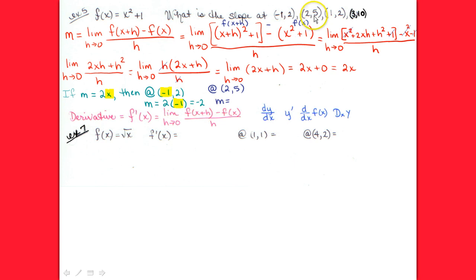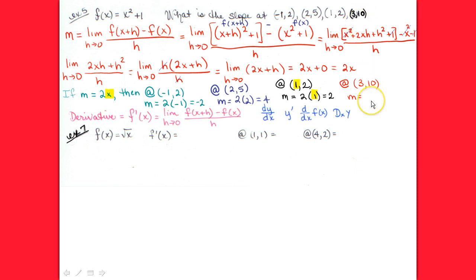If I want to find the slope at (2, 5), the equation for slope is 2 times x. The x value in that ordered pair is 2, so 2 times 2 is 4. If I want to find the slope at (1, 2), since the equation is 2x, I'm going to do 2 times 1. If I want to find the slope at (3, 10), since my equation is 2x, I can do 2 times 3, and my slope is 6. So then finding the slope at multiple points is much simpler.